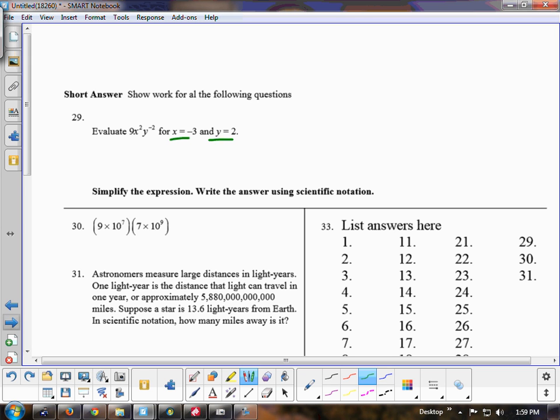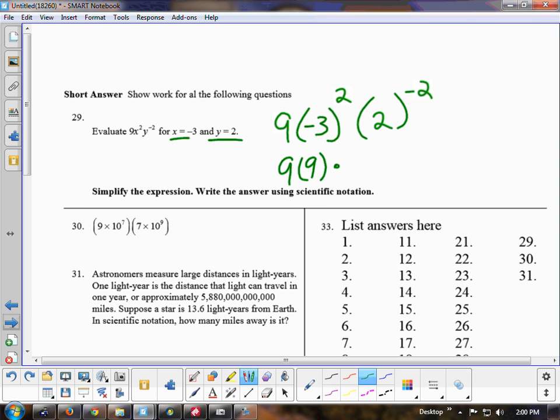Evaluate this for x equals negative 3 and y equals 2. Well, okay, so wherever we see an x, I put a parentheses, and I'm going to put in a negative 3. And then I could just do this on my calculator, or I could do this by hand. Let's do it by hand first. So this would be 9, negative 3. Well, let's do exponents first. So this is 9. Negative 3 times negative 3 is 9 times. Now 2 to the negative 2 is really 1 over 2 squared, which is 1/4, which would be 81 over 4.